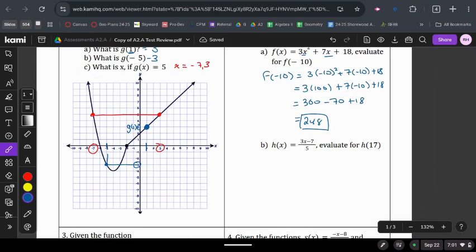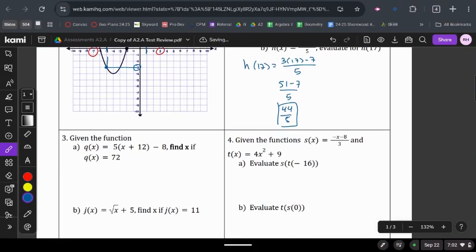Same idea with the h of 17. So h of 17 is substituting in 17 for x. So 3 times 17 minus 7 all over 5. So 3 times 17 is 51 minus 7 over 5, and that becomes 44 over 5. And I'm fine with you leaving your answer just like this. That's the final answer we're looking for. You could also write it, though, as 8.8 if you prefer decimals.